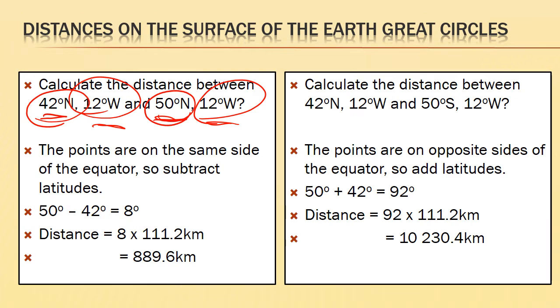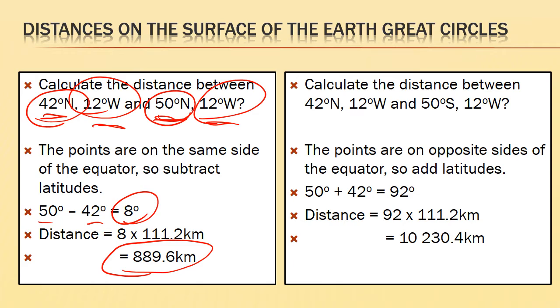So we can do that pretty quickly. 50 degrees, take 42 is 8 degrees. Now we're traveling 8 degrees, that's our angular distance, and we multiply that by 111.2 kilometers. So you've traveled a total of 889.6 kilometers.